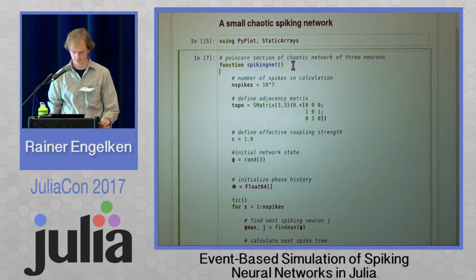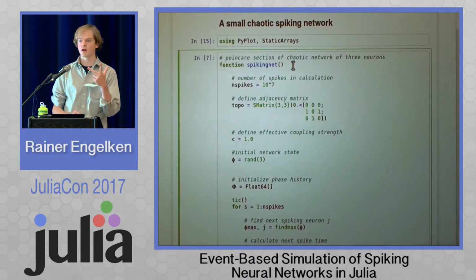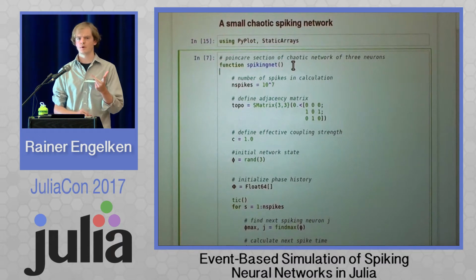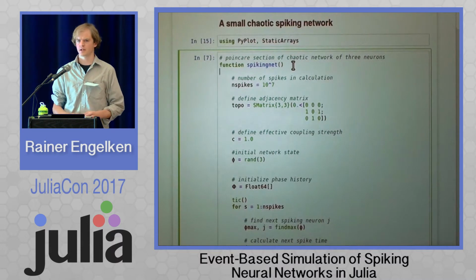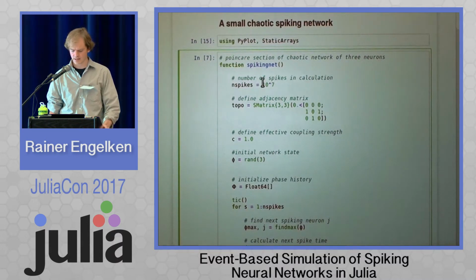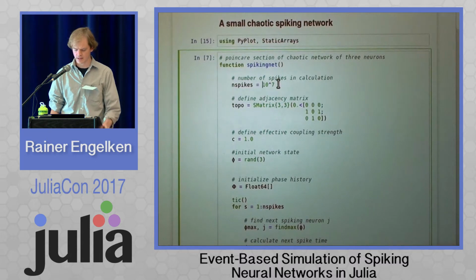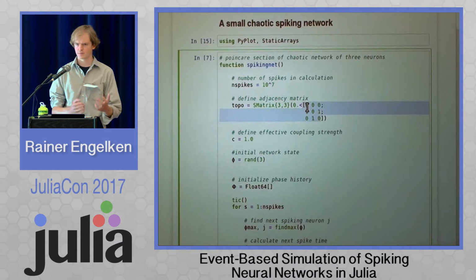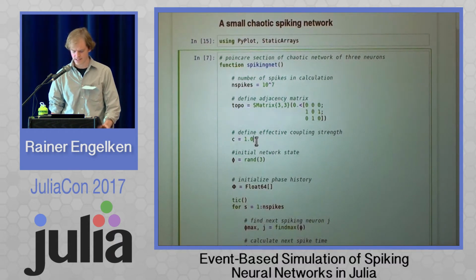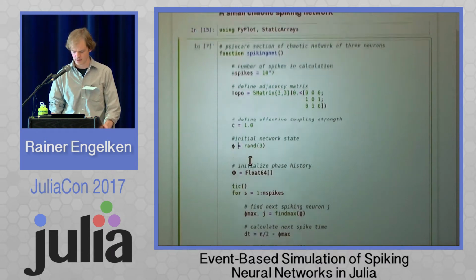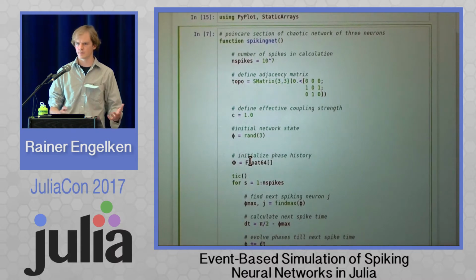Now it starts the function. So our phase space is now 3-dimensional, and what I want to calculate is a 2-dimensional section through this 3-dimensional phase space. This is called a Poincaré section. So first I set the number of spikes to 10 million. Then I define my topology. So this is an adjacency matrix telling which neuron is connected to what. Here C is the effective coupling strength. Phi is some initial state, which does not matter so much because we only care about the long-term properties. Then we want to initialize the phase history because that's what we want to record.